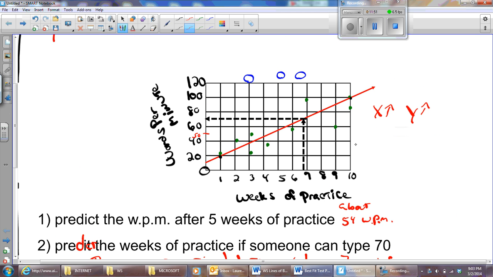100 words per minute. Does that mean at 20 weeks they're going to do 200 words per minute? And at 30 weeks they're going to do 300 words per minute? I don't know if anybody can go that fast. I mean, you know, 120 words per minute, that's pretty fast typing. So there's going to be some kind of limit.